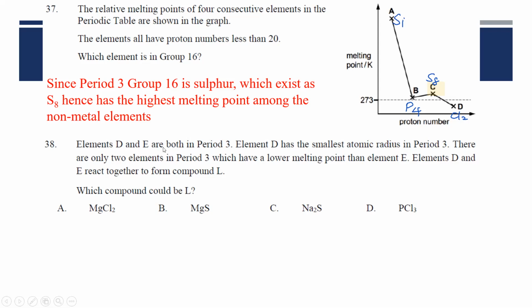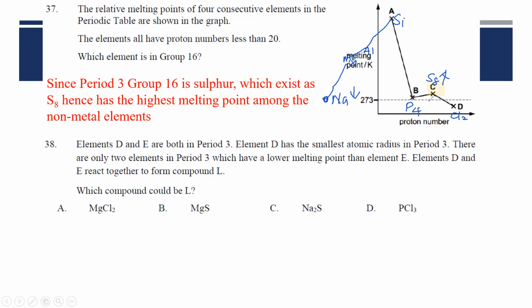Then there are only 2 elements in the period 3 which have a lower melting point than E. Okay, so based on the graph, you must know that from the graph in here, this is aluminium, and this is magnesium. Okay, for your information, sodium is lower melting point than sulfur. Sulfur has a higher melting point in here. Okay, so there are 2 elements that have a lower melting point.